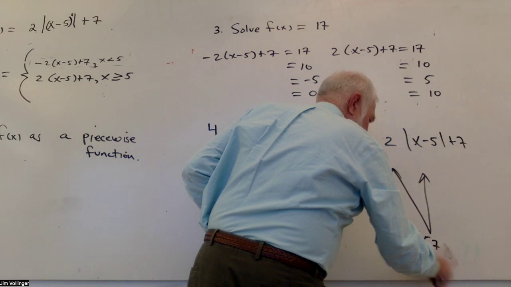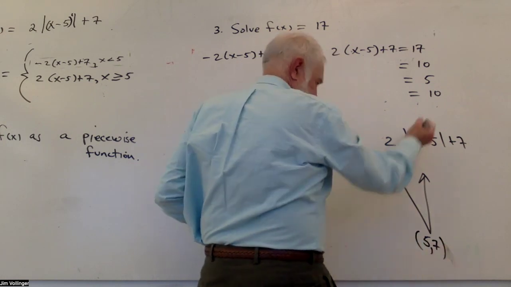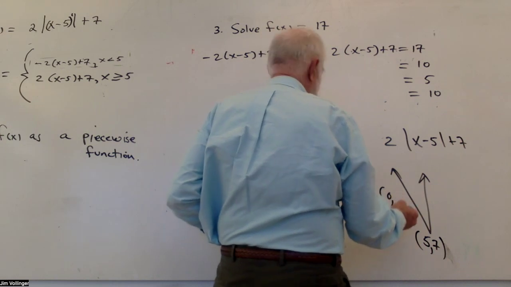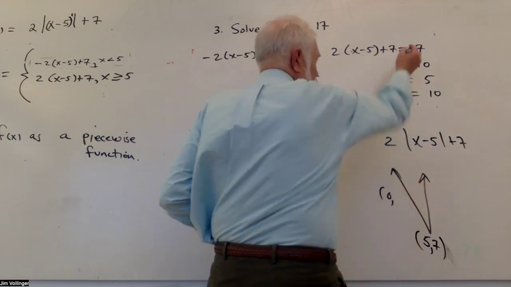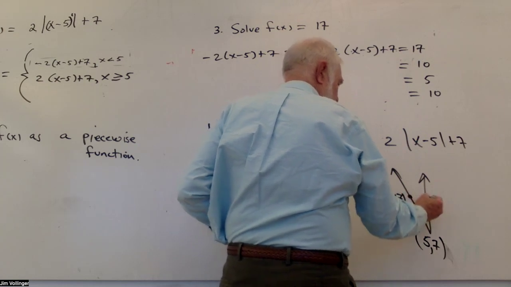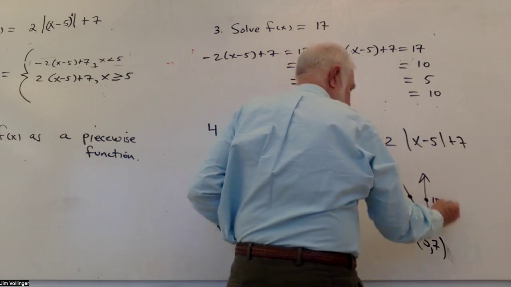I wish I didn't have 0, but 0 gets me 10. 0 gets me what? 17. Well, that was actually my y-intercept. And 10 gets me 17.